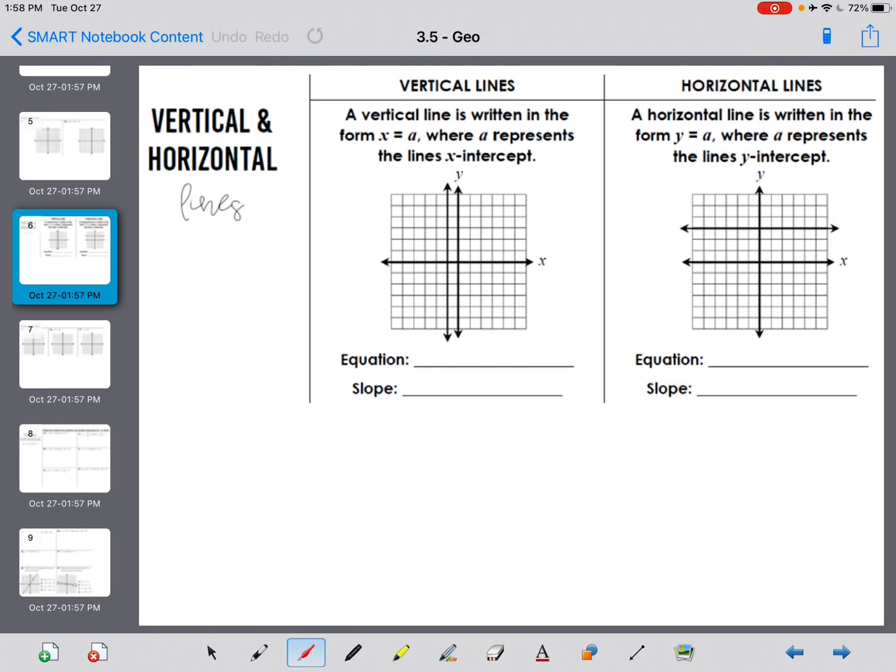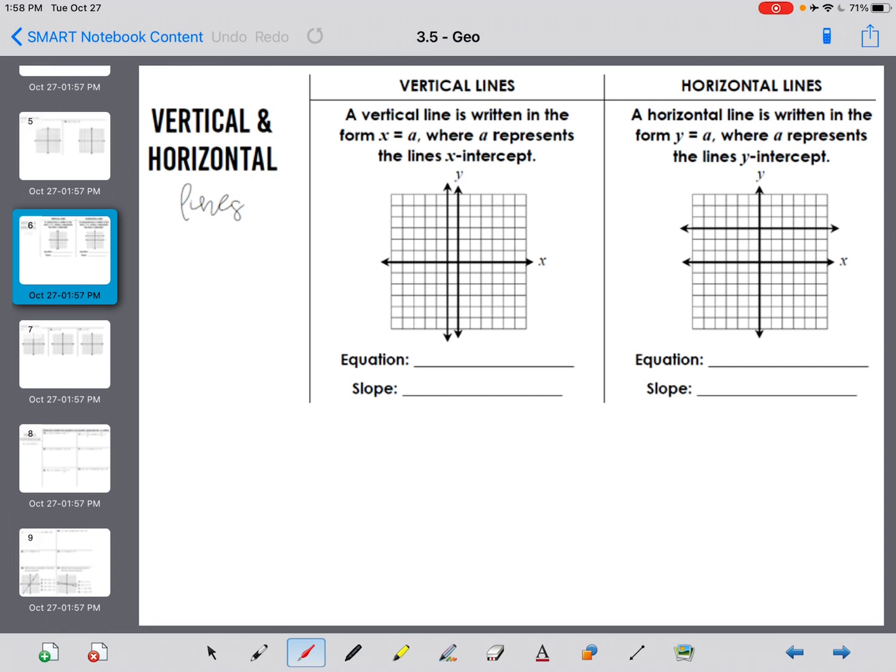Unit 3, Section 5, Part 2. We're going to talk about the tricky ones, vertical lines and horizontal lines. Remember, their slopes are weird, so their equations are weird. A vertical line is written in the form x equals a, where a represents the line's x-intercept.